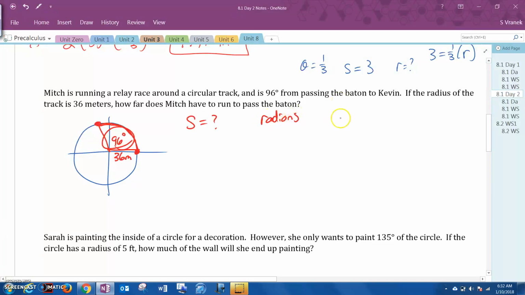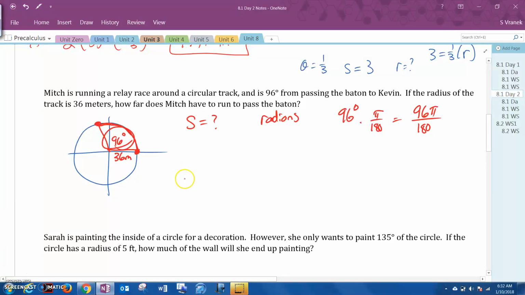So I'm going to do that first. I get 96 degrees times pi over 180. Which, again, if you don't simplify it, you can literally just leave it like this for your calculations. It's the same thing. So that's my angle, 96 pi over 180.